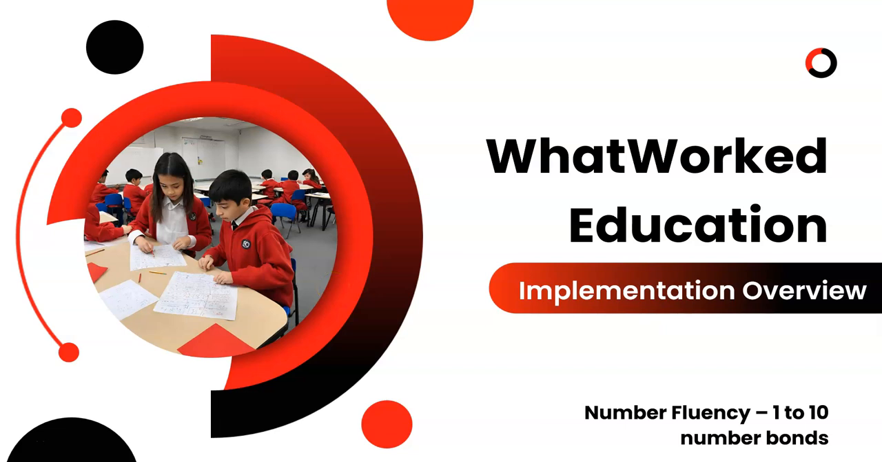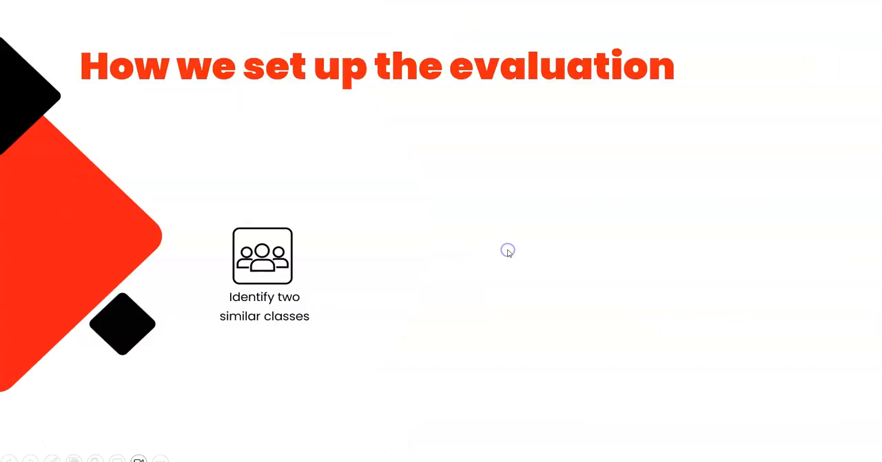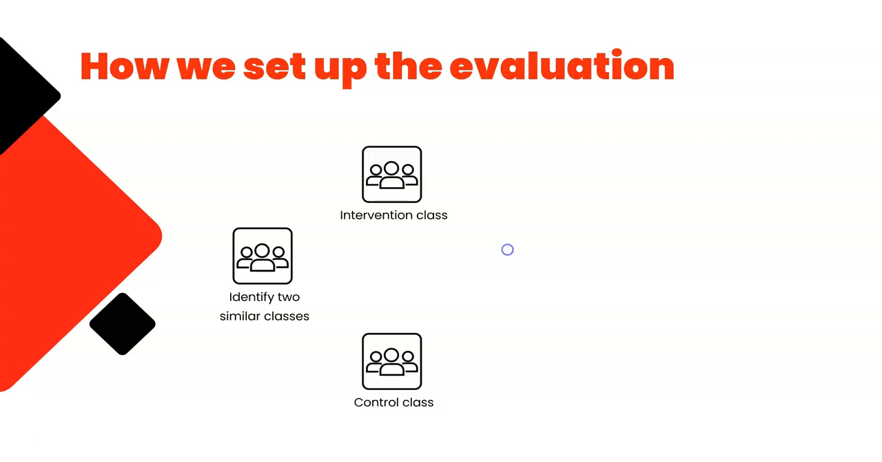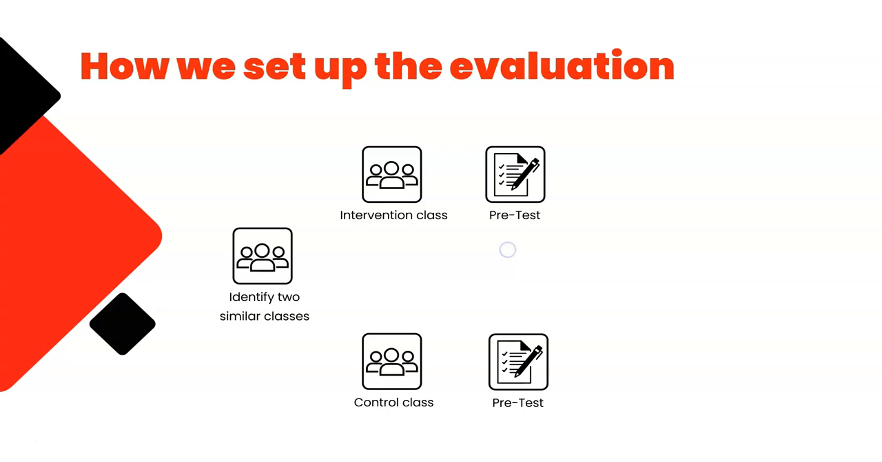Implementation overview for number fluency 1 to 10 number bonds. How we set up the evaluation. Identify two similar ability Year 1 classes. So this does require a 2-form entry as it is class level randomization. Use the What Works Teachers platform to randomly allocate one class to the intervention and one to control.